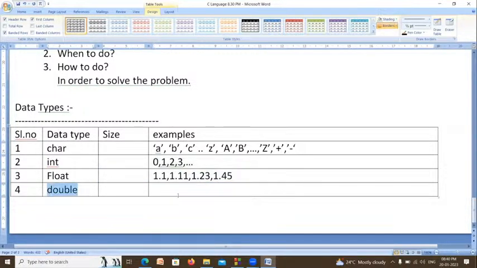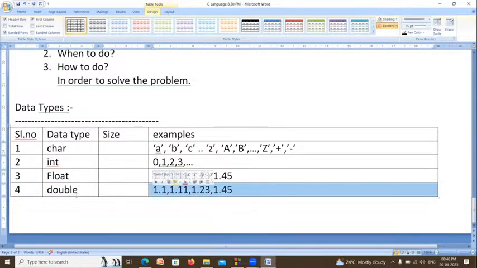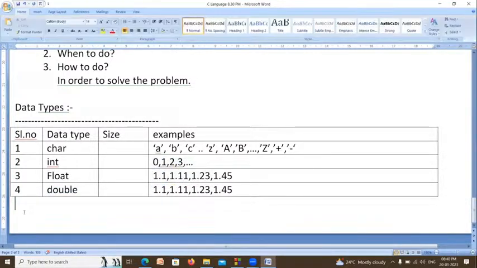Now what is double? Double is also the same. 1.1 is a float. 1.1 is a double. 1.11 is also a double. 1.23 is also a double. 1.45 is also a double. Now you may get a doubt, sir: in the previous example you said 1.1 is a float, and now you say 1.1 is a double. What is the correct one? How to decide whether it is float or double?